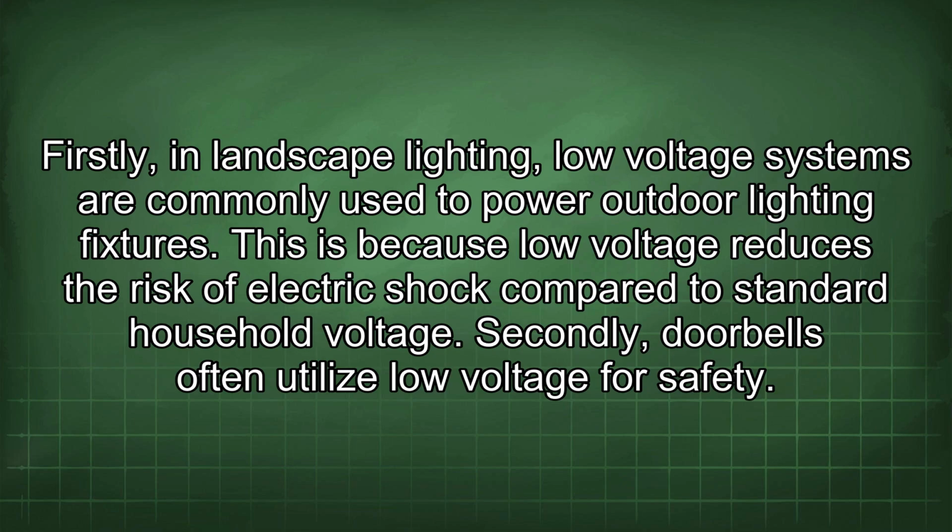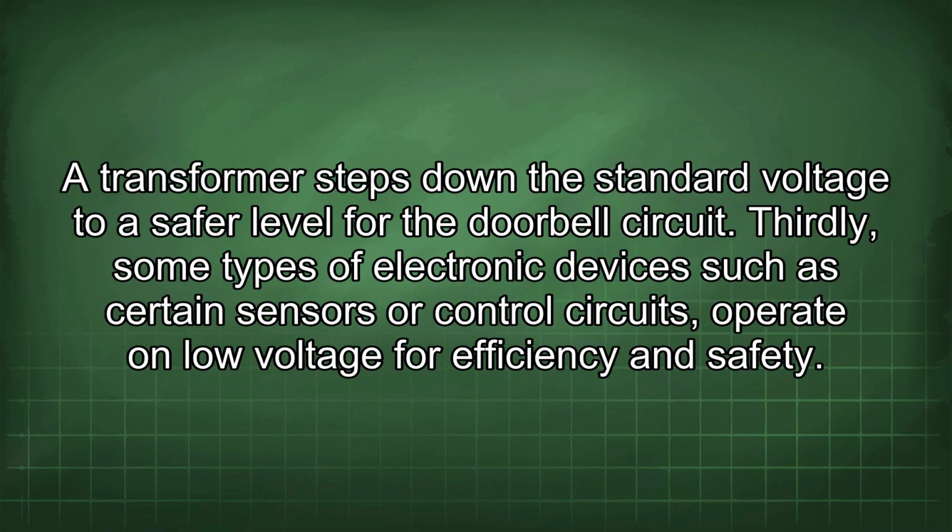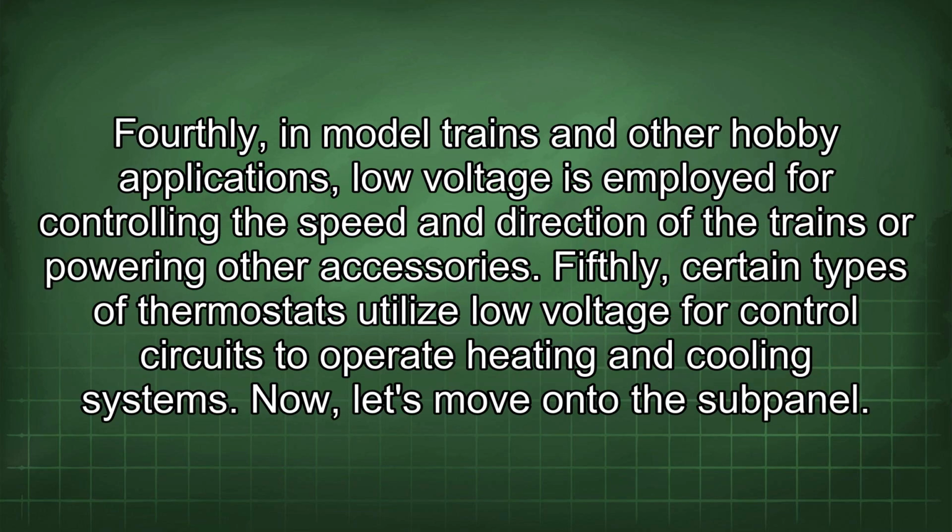Secondly, doorbells often utilize low voltage for safety. A transformer steps down the standard voltage to a safer level for the doorbell circuit. Thirdly, some types of electronic devices such as certain sensors or control circuits operate on low voltage for efficiency and safety. Fourthly, in model trains and other hobby applications, low voltage is employed for controlling the speed and direction of the trains or powering other accessories. Fifthly, certain types of thermostats utilize low voltage for control circuits to operate heating and cooling systems.